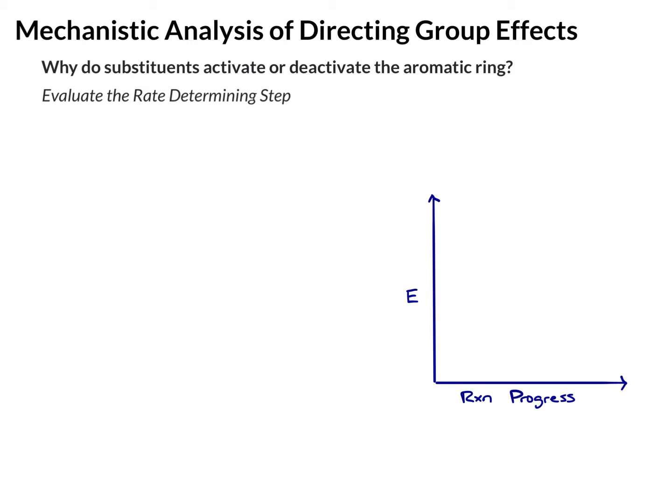When we're thinking about the relative reactivity or the speed of a reaction, we're talking about the rate. So what we want to do is evaluate the rate determining step. So what is the rate determining step for electrophilic aromatic substitution? The rate determining step is when we take benzene, add an electrophile to that, and break this aromaticity to form a carbocation intermediate. That's the slow step of the reaction.